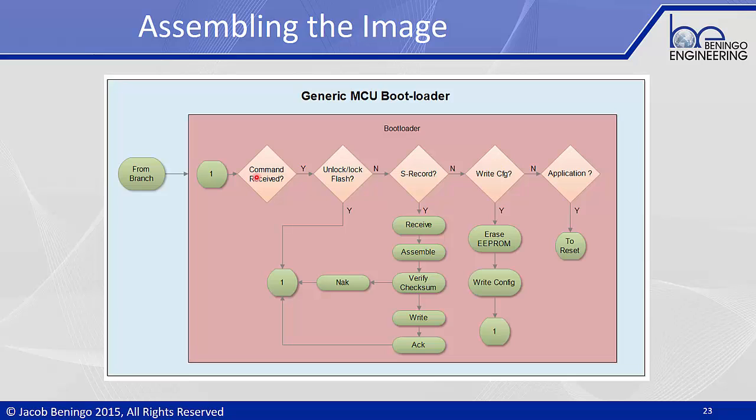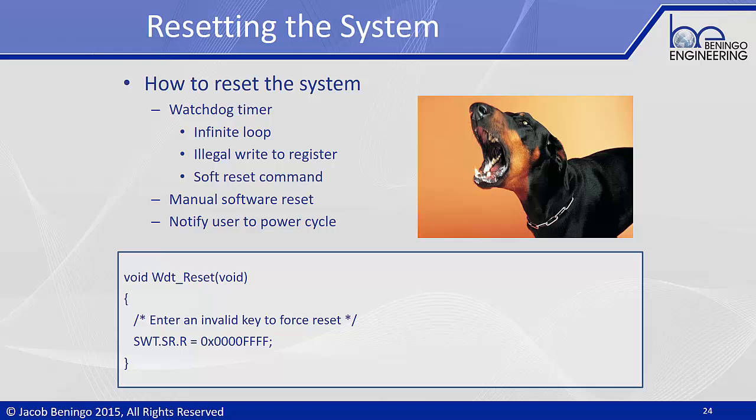At that point, we may decide that we want to send a command to write configuration data, such as erasing the EEPROM and writing configuration data, or perhaps the final command we would receive, which is to move into the application space, at which point we reset the processor, we load back into the area where we're going to make that branch decision, and if everything has gone smoothly, then we should be able to load the application code.